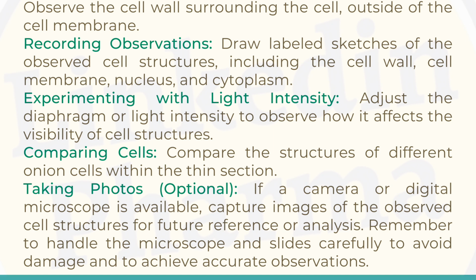Experimenting with light intensity, adjust the diaphragm or light intensity to observe how it affects the visibility of cell structures. Comparing cells, compare the structures of different onion cells within the thin section. Taking photos, optional. If a camera or digital microscope is available, capture images of the observed cell structures for future reference or analysis. Remember to handle the microscope and slides carefully to avoid damage and to achieve accurate observations.